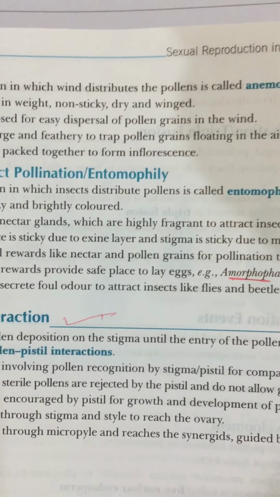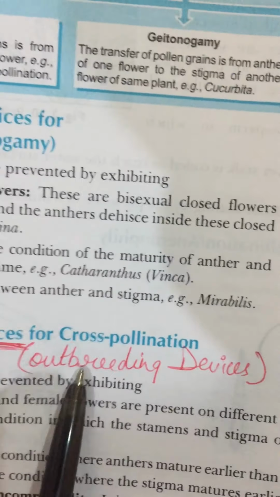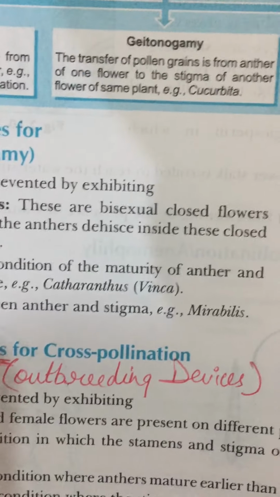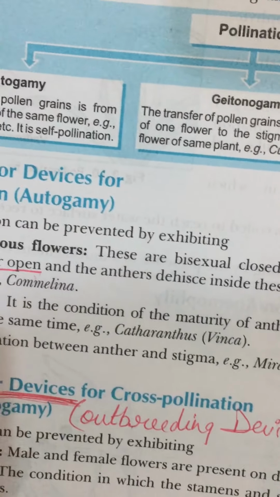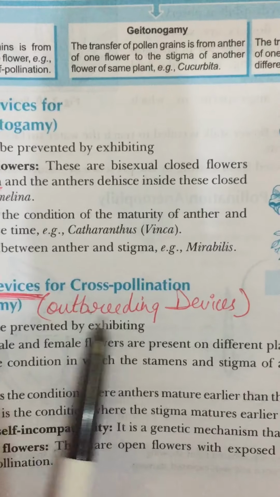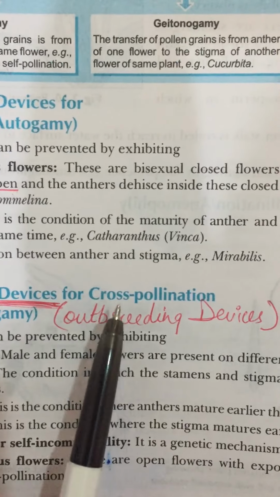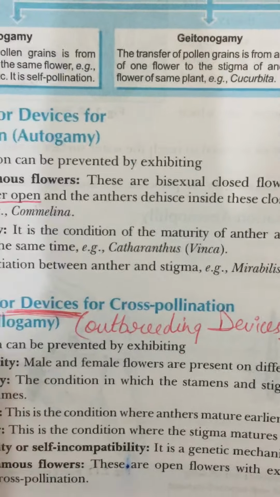Next, we are going to discuss some outbreeding devices. Outbreeding devices are those devices which the plants develop to avoid self-pollination, because continuous self-pollination leads to inbreeding depression. The monotony is there. So the plants develop special mechanisms to avoid self-pollination and to enhance or stimulate cross-pollination. So we are going to discuss such outbreeding devices which the plants develop.